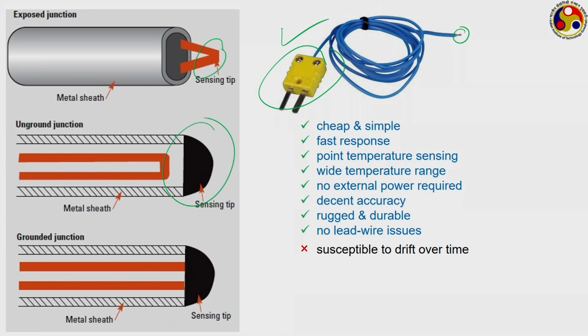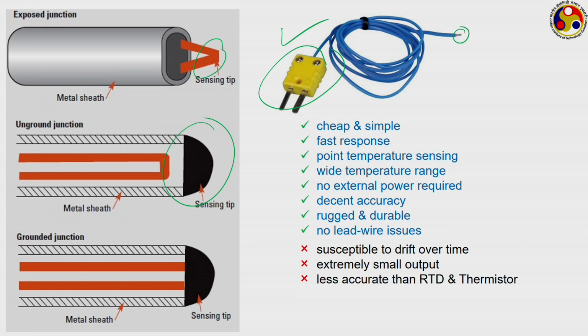But they also suffer from issues such as susceptibility to drift over time and extremely small output. So, we need to go for some kind of amplification, because the EMF that we get is quite often in the range of millivolts, just 5 or 10 millivolts. So, we have to go for some kind of amplification to get a proper output signal.